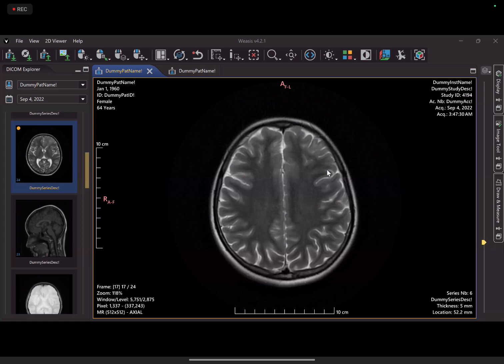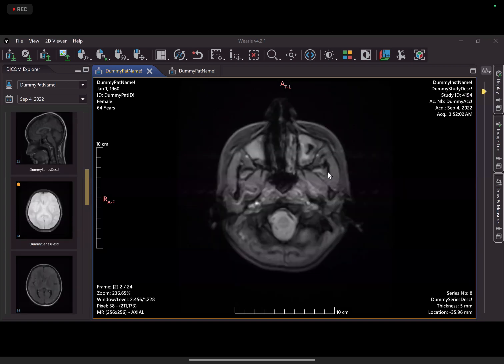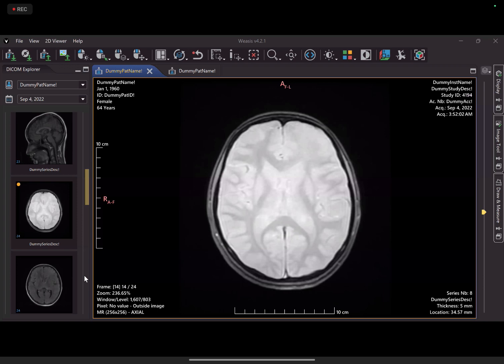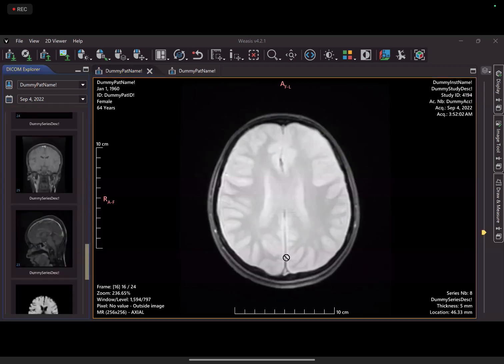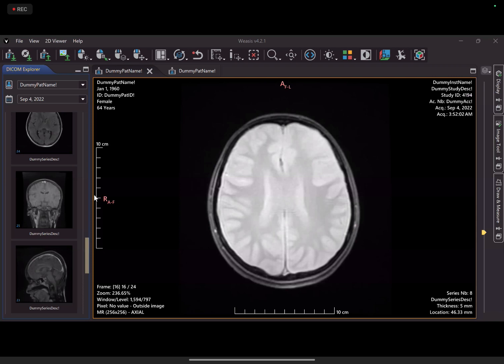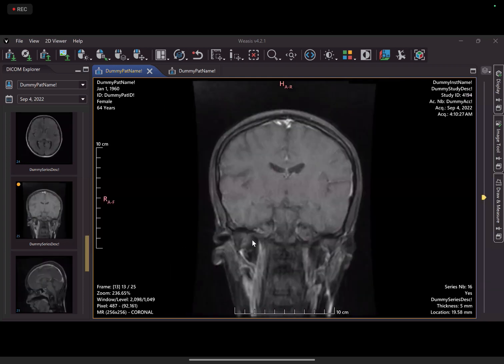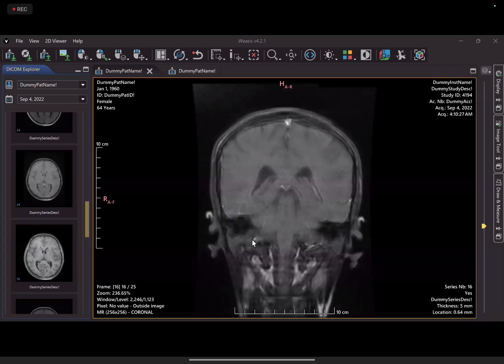So there is some bleed here. There is a new area of bleed, because it's blooming on gradient. And let's see the post contrast. This one is actually hyperintense because of the bleed. This is the intrinsic T1 hyperintensity which is present. I will just see whether there is any pre-contrast T1 available or not. This is all post-contrast only.